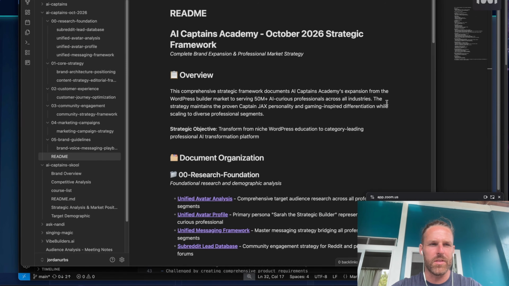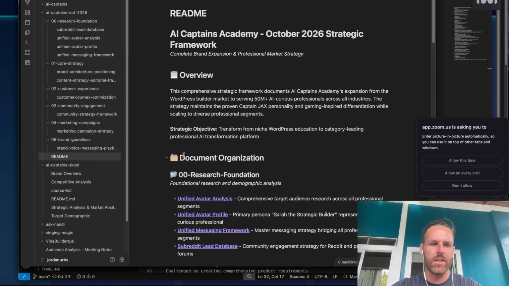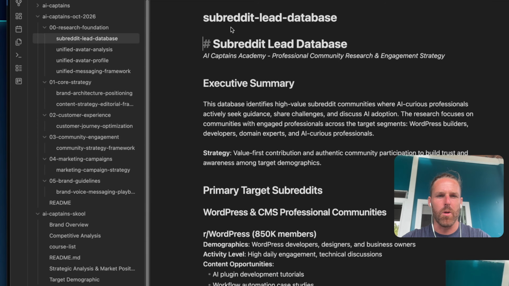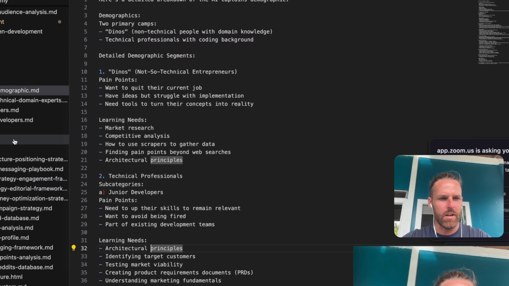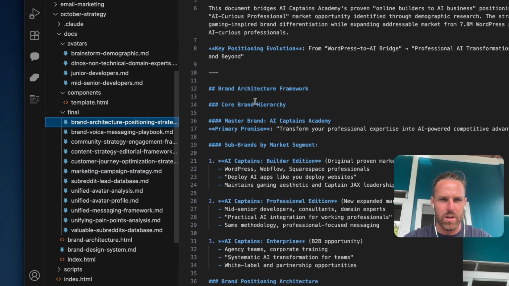So by the way, this is Obsidian. Yeah, I keep hearing about that. What is that? Yeah, it's just like Notion, except it's just on your computer. It's not for sharing pages. But what I have is the Obsidian MCP. So this is a markdown file here. You can see brand architecture, positioning strategy.